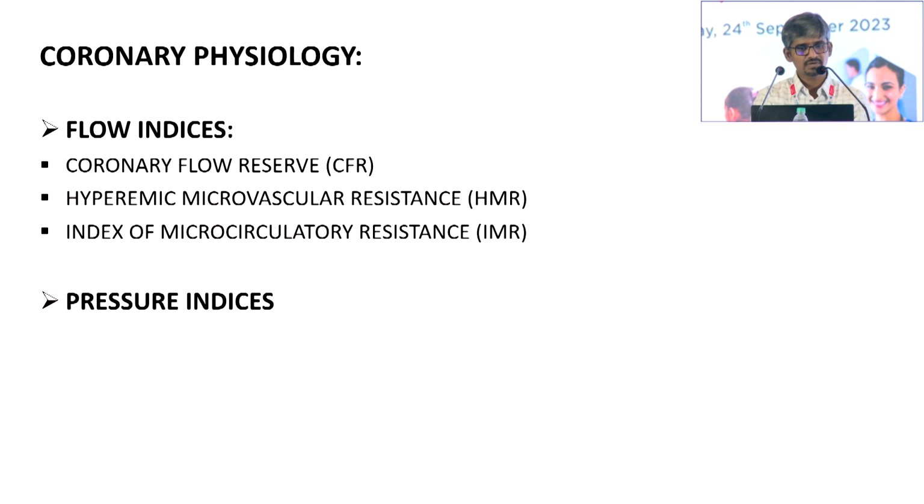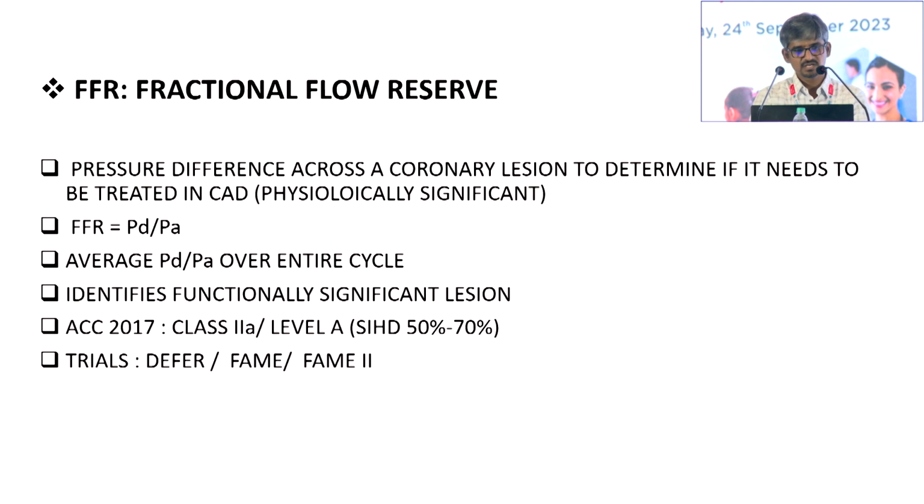Now I am going to talk about the flow indices, the pressure indices. There are various pressure indices. The first and foremost important is the FFR. So what is FFR? How do we calculate FFR? It calculates the pressure distal to the lesion compared to the blood flow in the normal coronaries.